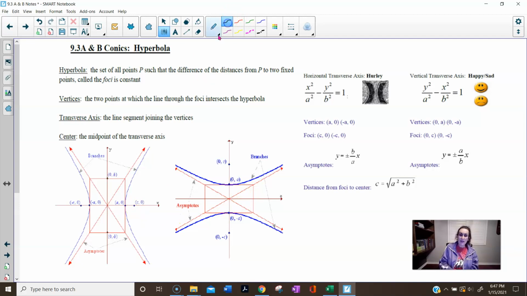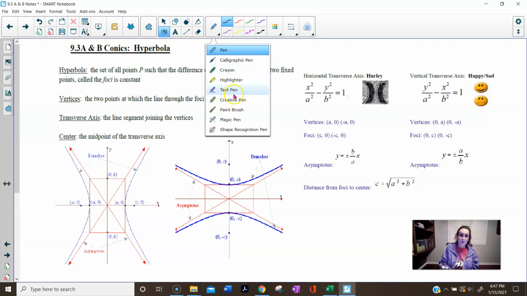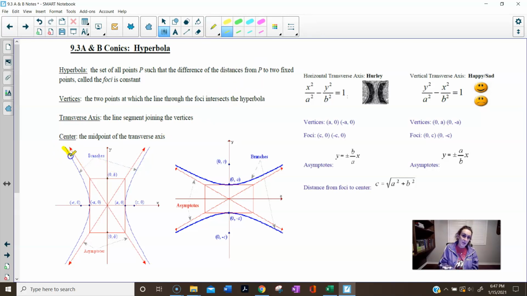So we have two types of hyperbolas. We have a horizontal hyperbola, and on the horizontal hyperbola, the curves are going to go this direction. And I call this a Hurley because it looks like the surfer curve. So my nickname, you know, I like the nicknames, is going to be Hurley for that horizontal hyperbola. The vertical hyperbola is going to be a curve that moves up and a curve that moves down. My nickname for that one is going to be Happy Sad.